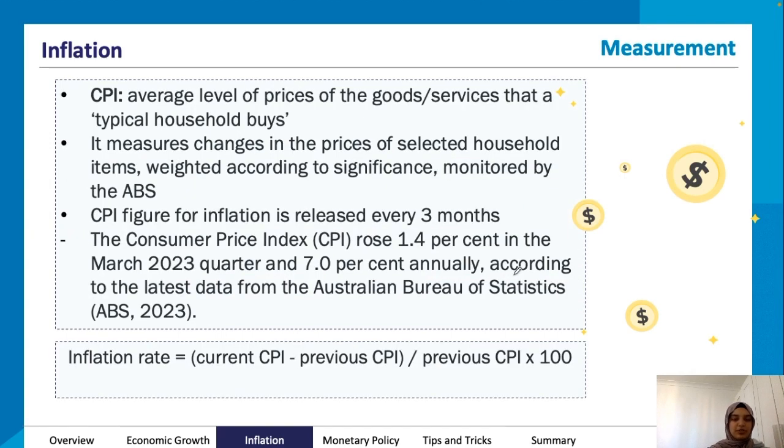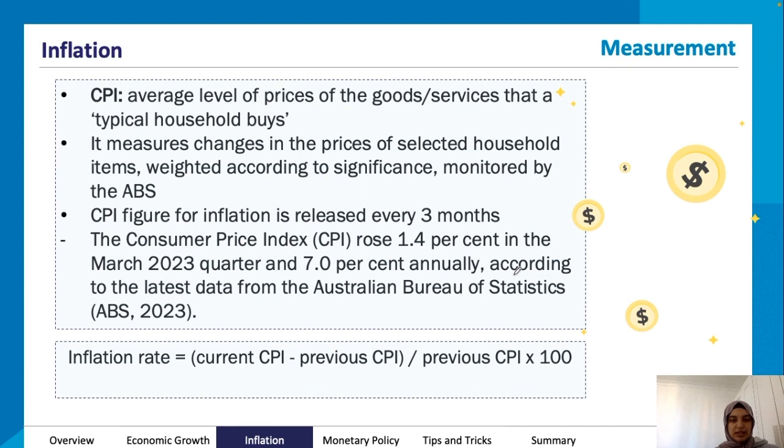So inflation may be a term that you've been hearing a lot recently. So hopefully this will reaffirm your understanding of what it is. So the CPI, what is that? CPI is the Consumer Price Index. It is the average level of prices of the goods and services that a typical household buys. So it's a basket of goods and services that most households will typically buy. For example, petrol. It is measured through changes in the price of selected household items, weighted according to significance, monitored by the ABS. So the CPI figure for inflation is released every 3 months.